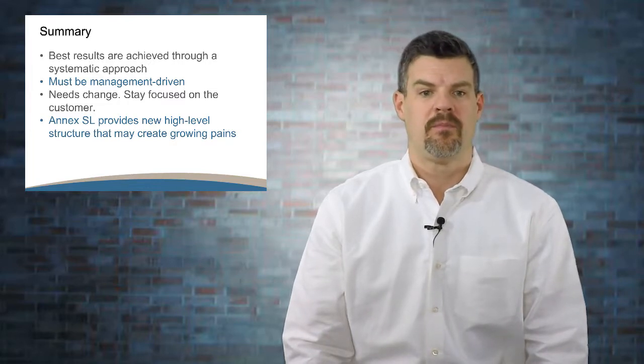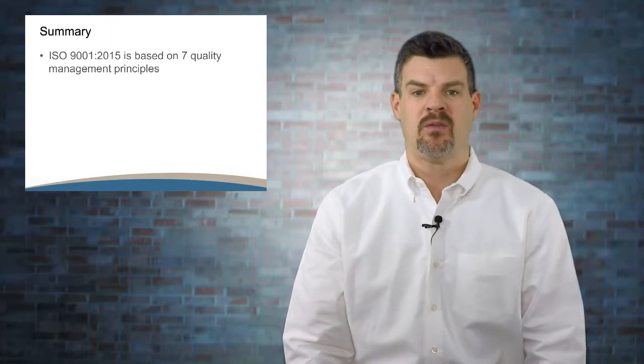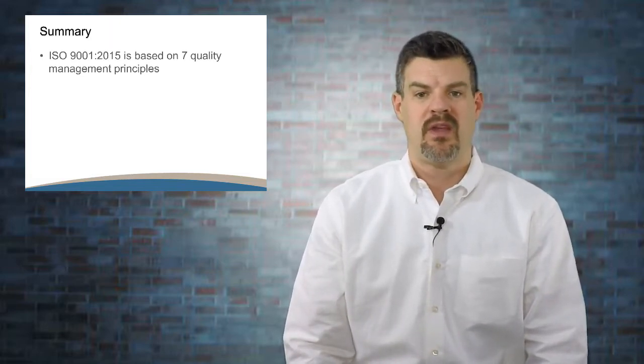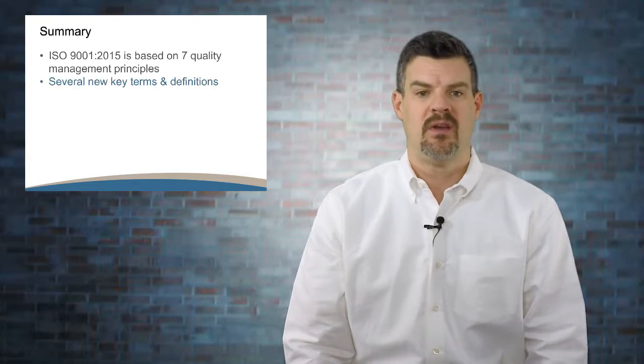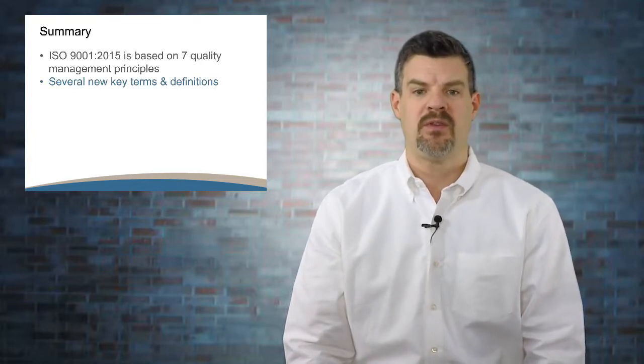So a couple of summary items there. And finally, 9001:2015 is based on the 7 quality management principles. They used to be the 8, now they're the 7, and there are several significant changes there and overall principles that we've reviewed. There are several new key terms and definitions.